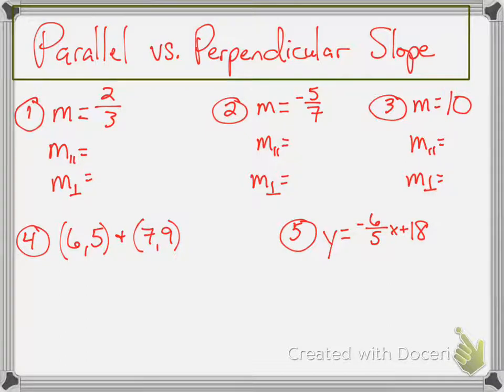Perpendicular, however, has its own separate meaning. Perpendicular not only crosses the original line, but it also means that it is doing so at an opposite reciprocal of the original slope. So here's what that means.